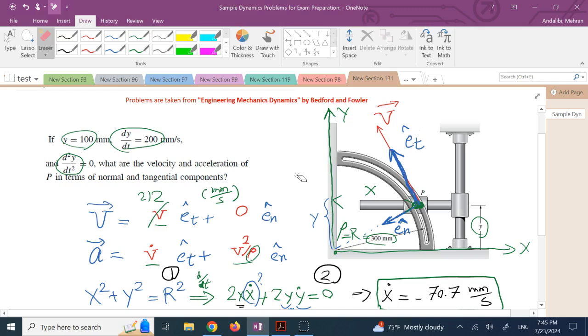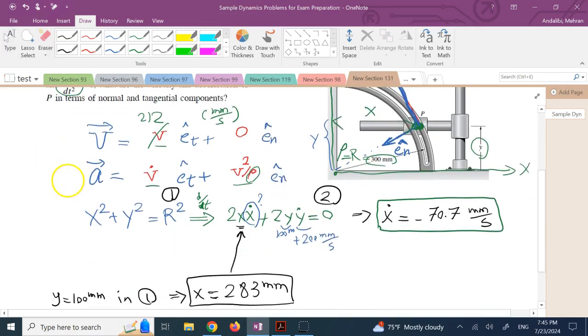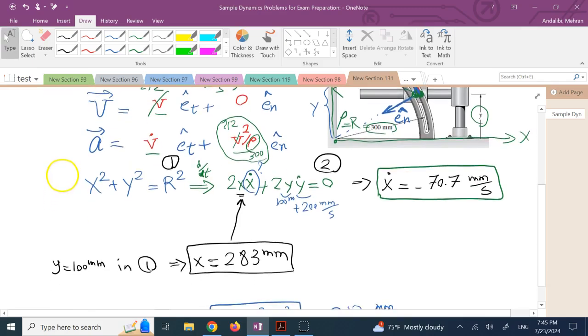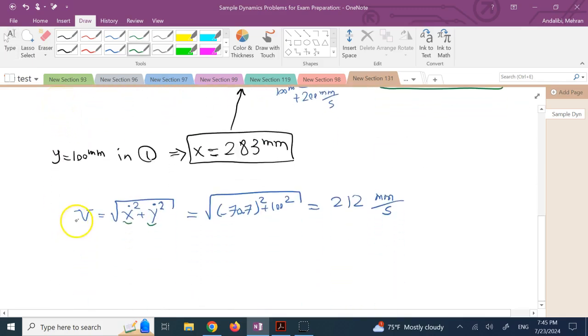Okay, so we got the first one. Now we need to find what? We need to find the second one. Now, in order to find the second one, we need v dot. We need the time derivative of the speed, and remember that the second component, the normal one, is already taken care of because I know v, that's 212, and I know rho, that is 300. So I should be able to calculate this normal component. The only component you need to find is v dot. Well, how would you find v dot? For that, you need to take a time derivative of this.